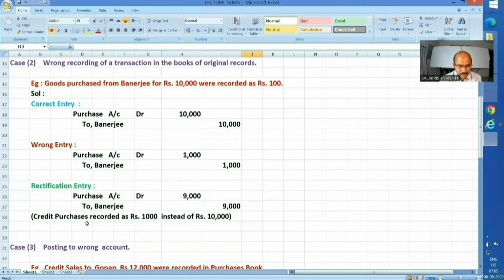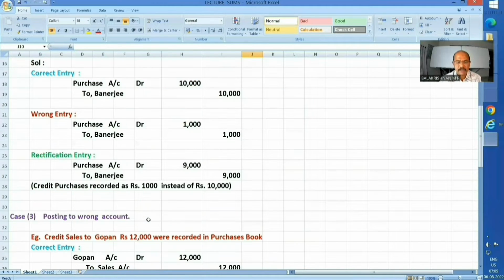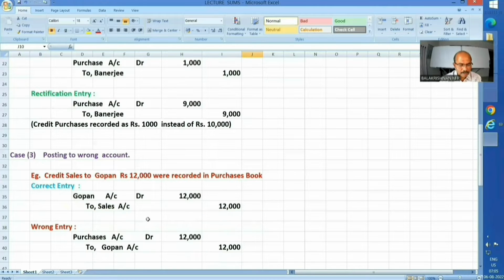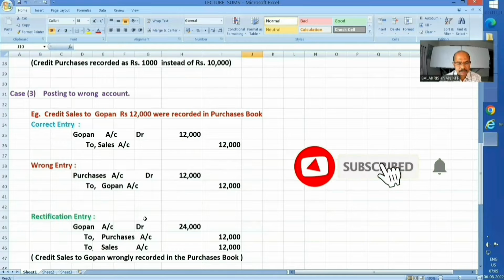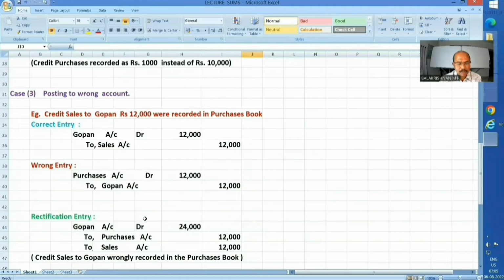Okay. Credit purchase recorded as rupees 1,000 instead of rupees 10,000. That's all. So case 3: posting to wrong account. Example: credit sales to Goban rupees 12,000 were recorded in the purchases book. Sales are to be entered in the sales book. By making an entry in the sales book, a journal entry is implied.